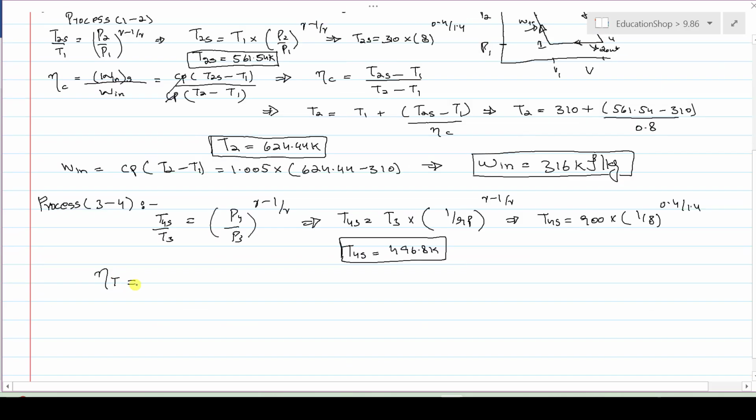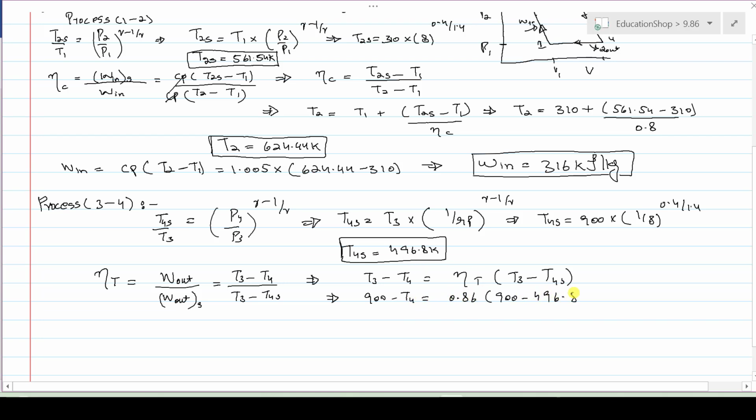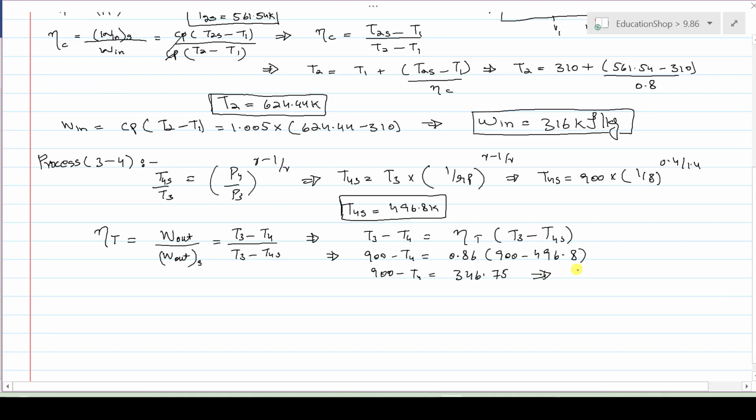Also, the turbine isentropic efficiency is equal to the actual work output divided by the isentropic work output. In terms of temperatures, this is equal to (T3 minus T4) divided by (T3 minus T4S). Further, I can also write T3 minus T4 is equal to the efficiency of the turbine times (T3 minus T4S). Now just simply enter the values. Solving all terms, we can write 346.76, and finally I can write T4 is equal to 553.3 Kelvin.